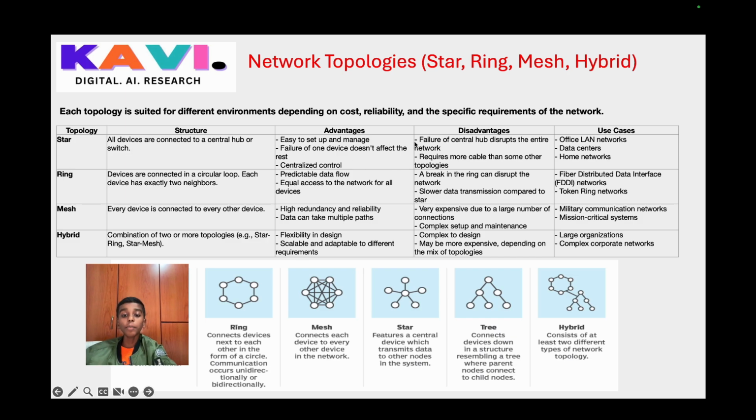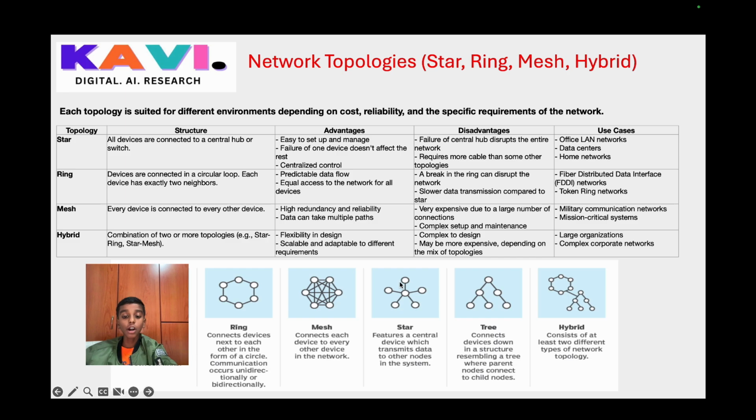The first disadvantage of the star topology is the failure of the central hub. The failure of the central hub will disrupt the entire network. So if the central hub does not work, then all 5 of these laptops won't have any internet anymore unless someone comes to fix it. And we have the second disadvantage, which is that it requires more cables than some other topologies.